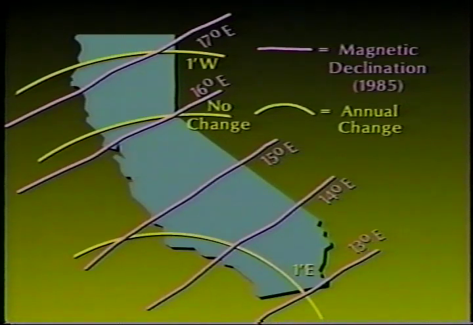As you are aware, the magnetic pole is constantly shifting, which causes a constant change in the magnetic declination. The lines on the map show the rate of change and the direction each year. In the LA Basin, where I live, the magnetic declination in 1985 was close to 14 degrees east. Since then, it has changed at a rate of 1 minute east per year. This means that the magnetic declination today, in 1992, is 14 degrees, 7 minutes east.